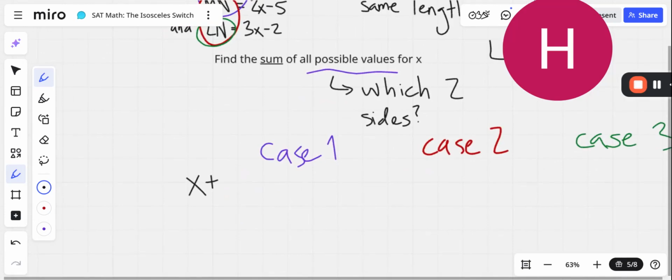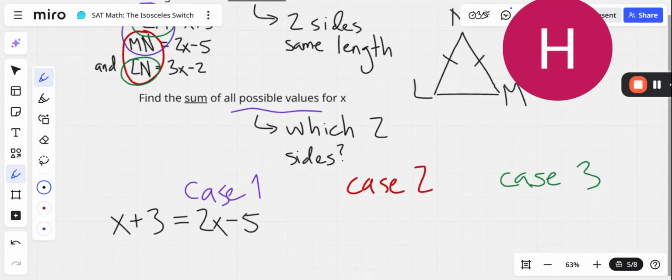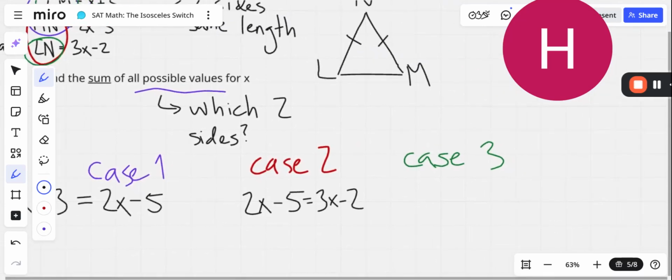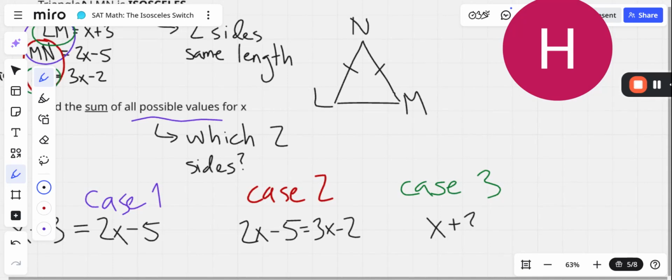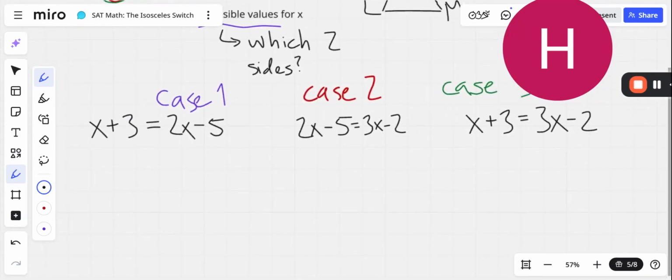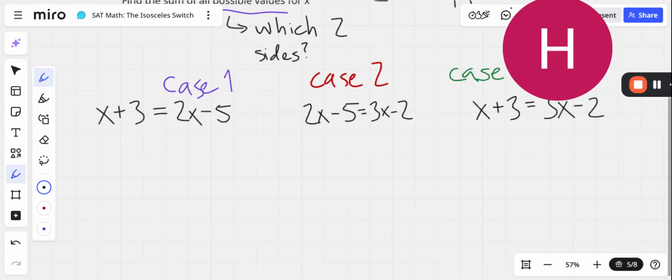So it's possible that x plus 3 is equal to 2x minus 5. That's one possibility. Case 2 considers the possibility that 2x minus 5 is equal to 3x minus 2. And it's also possible that x plus 3 equals 3x minus 2. Now, if this is case 1, we can really easily solve this. I didn't make them difficult to solve, which I could have used quadratic expressions if I really wanted to make this a little bit more time consuming, but I don't think it would have been appropriate for the SAT style because they're a little bit quicker. Really simply here, we get x equals 8.